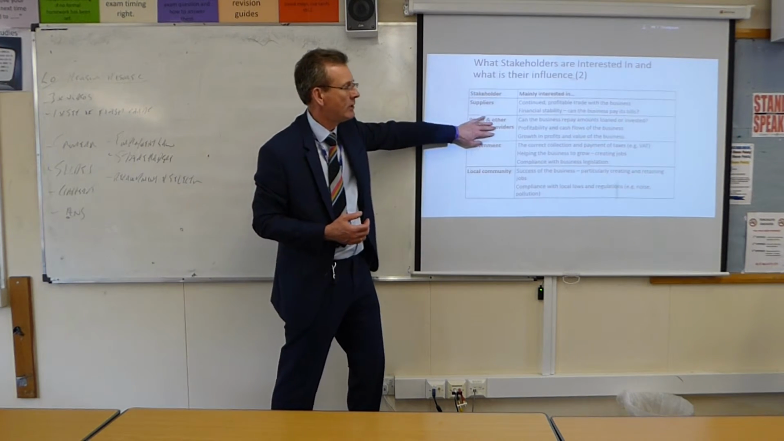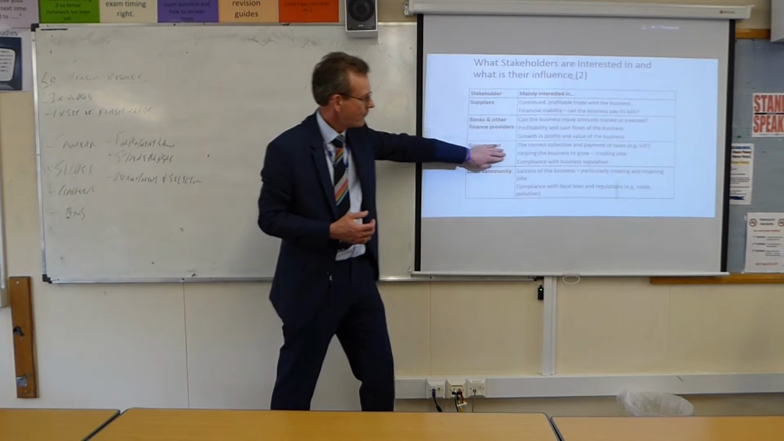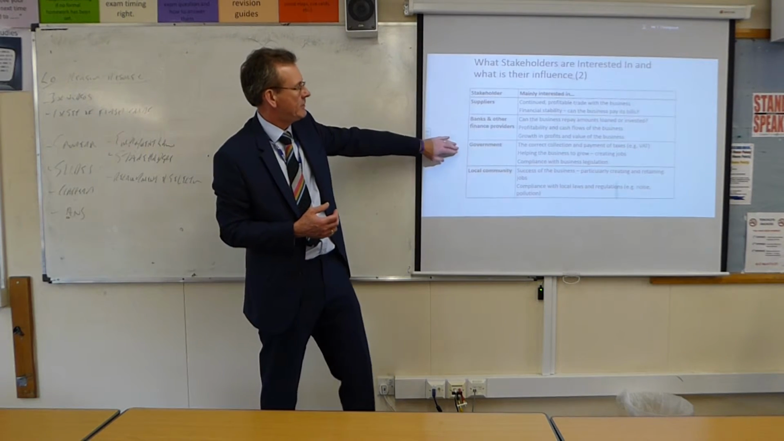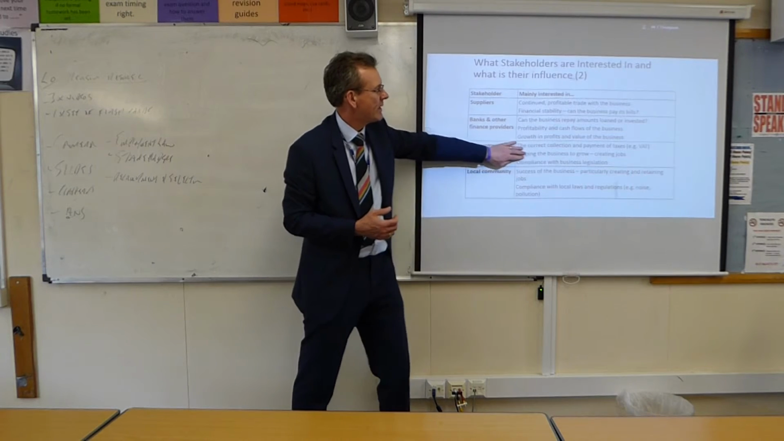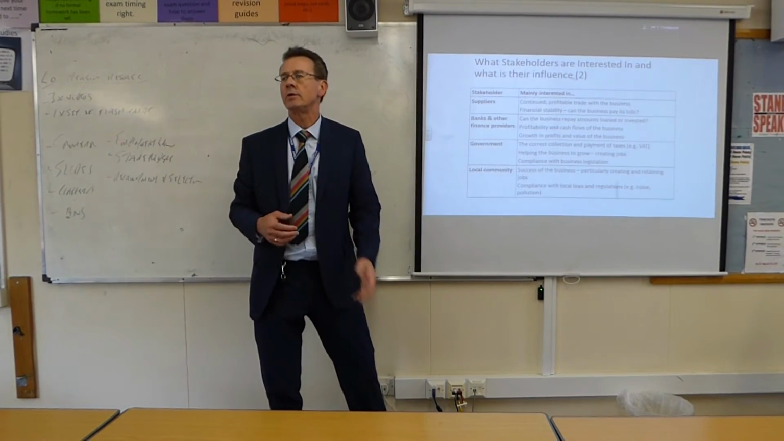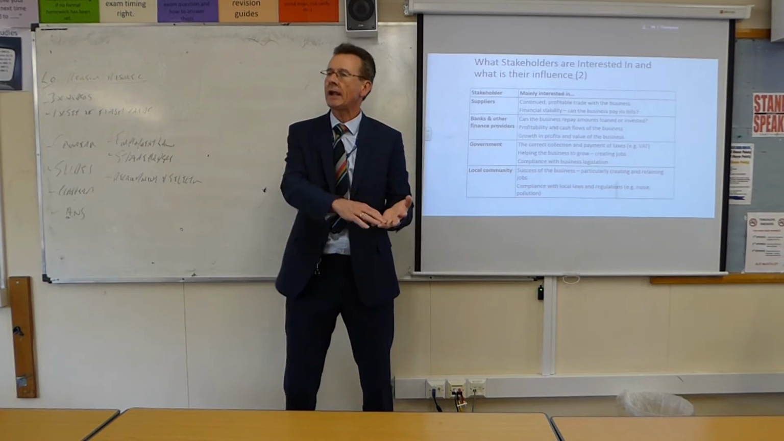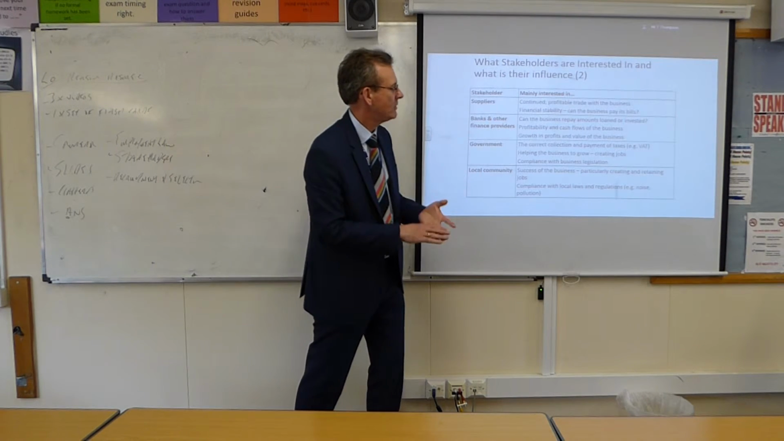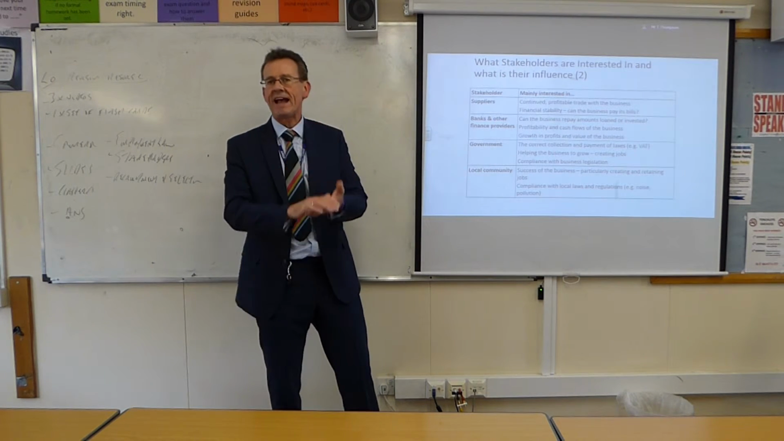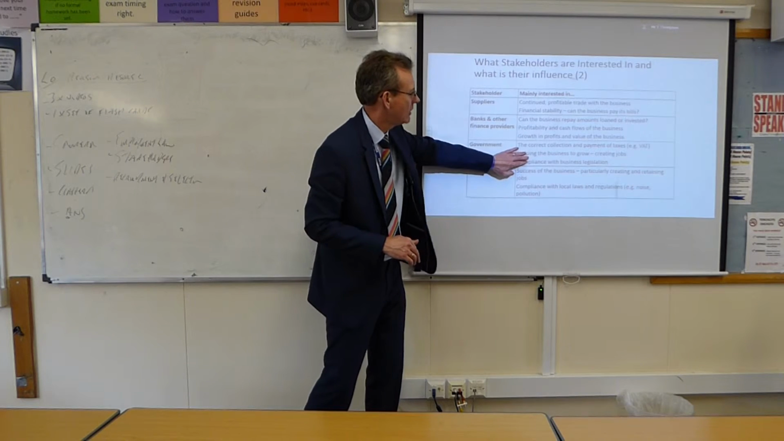As you've got to look after your financial lenders. The government, they're a massive stakeholder, because they want paying on time. They want tax from your profits. They want tax from your people's wages. They want national insurance contributions. They want VAT tax on collection on luxury products.